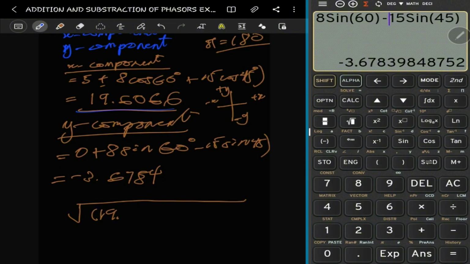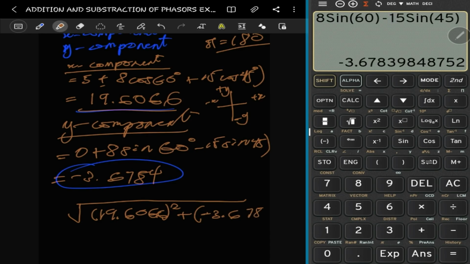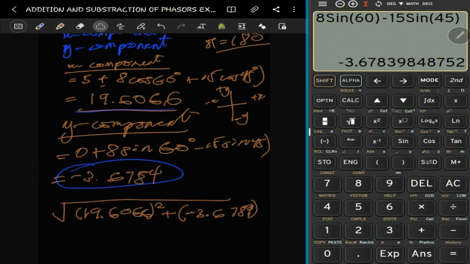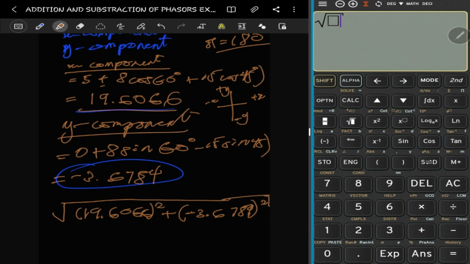That's the x component, right? 19.6066 squared, and then we'll do a plus, and then we'll do a minus, not just minus, this value right here. Right? So that's minus 3.6784 squared as well. So square root is for all of them. Okay, so let's see what this gives us.